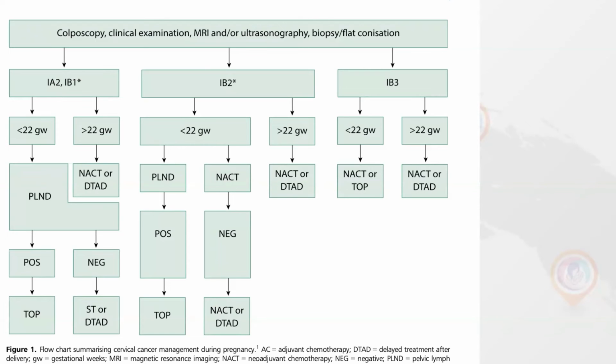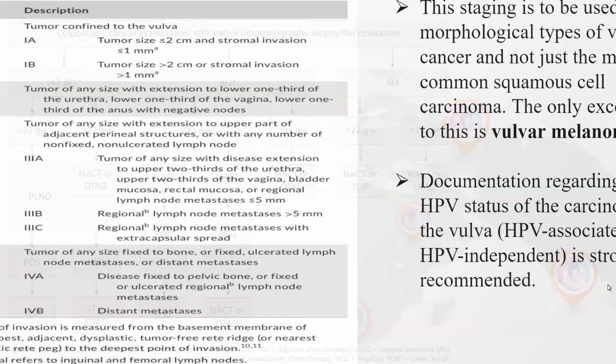In case the pelvic lymph nodes are negative, then you can actually go for a simple trachelectomy, or you can delay the treatment till the delivery. So this is in brief regarding the entire management of cervical cancer in pregnancy.